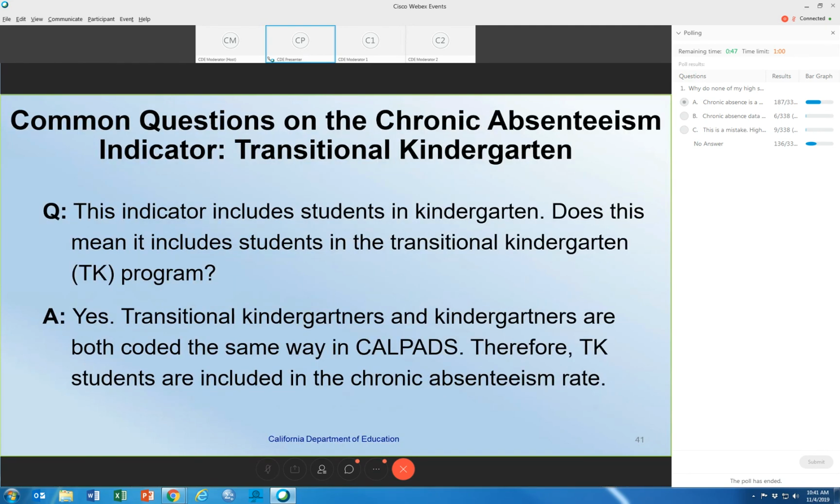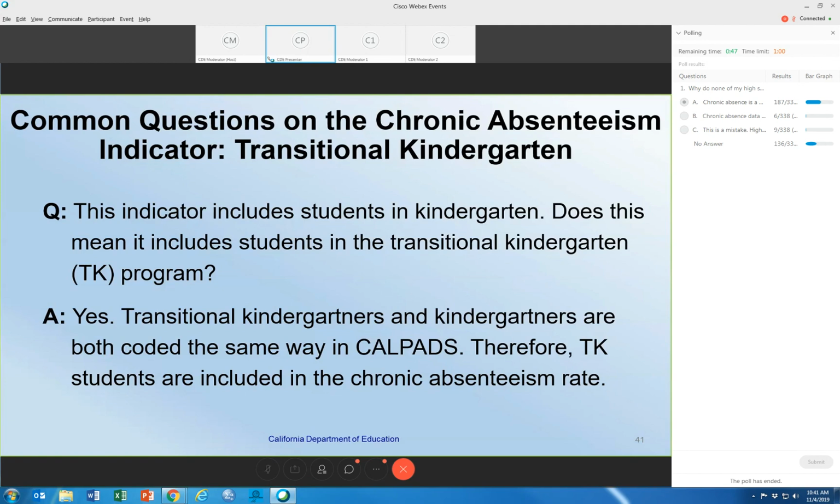So next I'm going to cover some common questions that happen around chronic absenteeism. The first question being, this indicator includes students in kindergarten. Does this mean that it includes students that are also in transitional kindergarten or a TK program? And the answer is yes. Transitional kindergartners and kindergartners are both coded the same way in CALPADS, so TK students are included in the chronic absenteeism rate because there's no way for us to distinguish which program they're in.